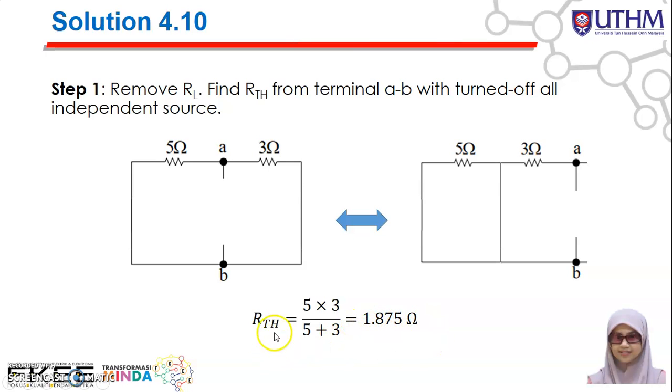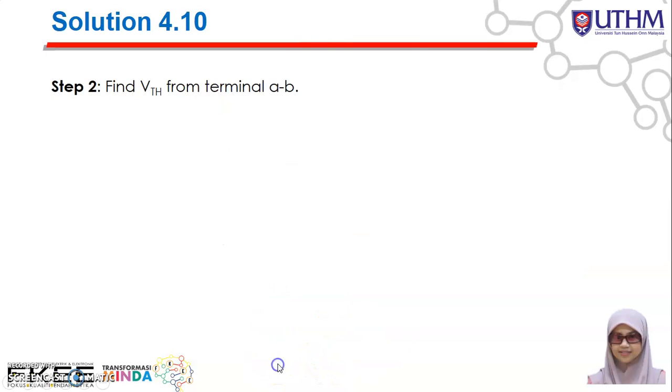Okay, so in this case, R Thevenin is equal to 1.875 ohm, and you know that based on the maximum power transfer theorem, the maximum power transfer happens when your RL is equal to 1.875. Okay, RL is equal to R Thevenin. And then after this, we need to find the V Thevenin.